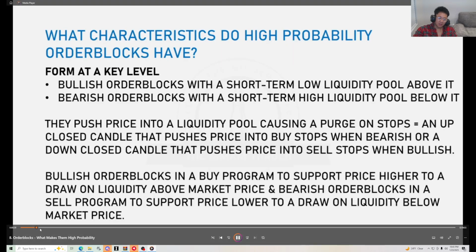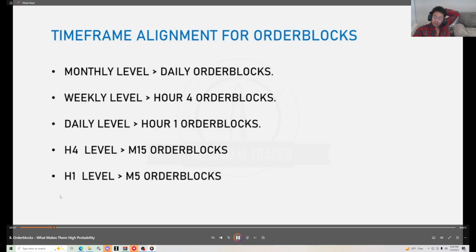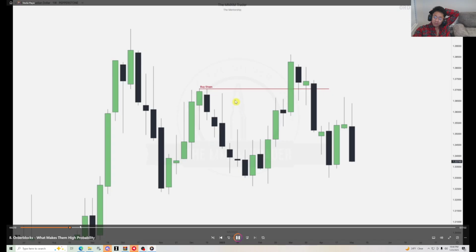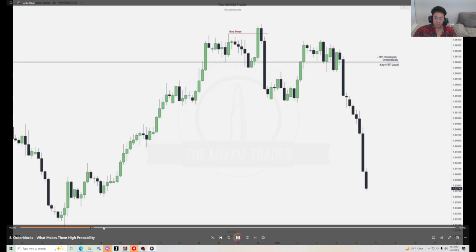When bearish, or a down close candle that pushes price bullish to support price lower. Again, time frame aligned, 5 minutes with the Canadian dollar chart, right over here. Buy stops have been raided. So we have this order block over here, right? We take out buy stops, and then price continues lower, a high probability order block, only on a lower time frame.